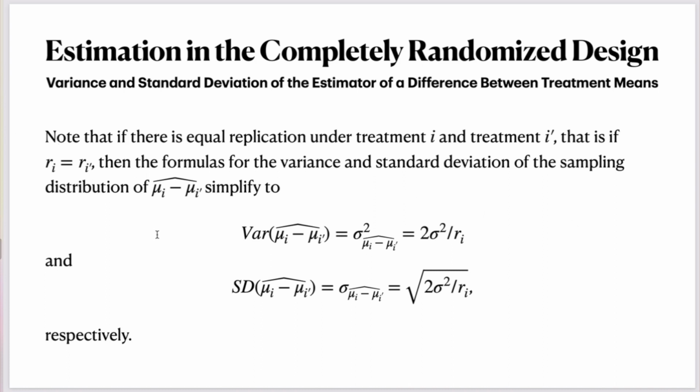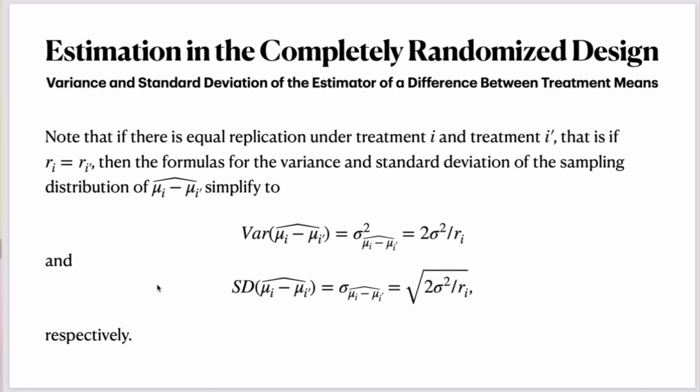Before we do that, though, let me just point out that if there is equal replication under treatments i and i prime, in other words, if r sub i is equal to r sub i prime, then the formulas for the variance and the standard deviation of the sampling distribution of the point estimate of mu sub i minus mu sub i prime simplify. The variance of the estimator of mu sub i minus mu sub i prime is 2 times the error variance divided by the common sample size for those two samples.